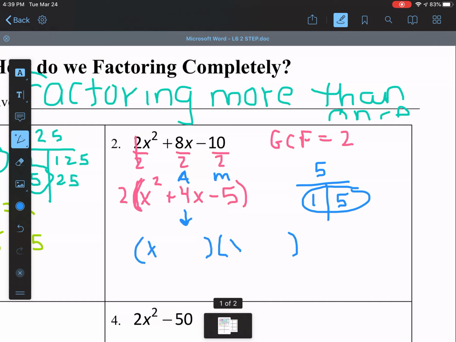So we've got x and x, 1 and 5. And I'm going to go to the side over here and try to figure out what my signs are going to be. So list all my options.